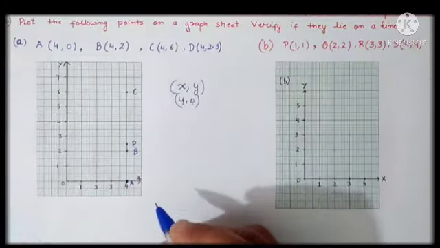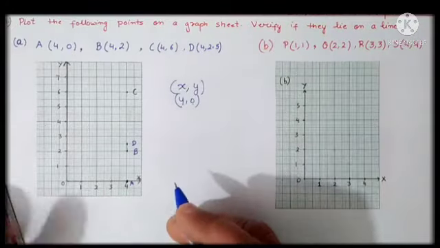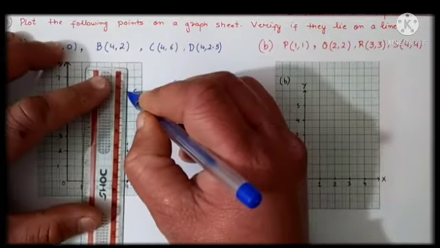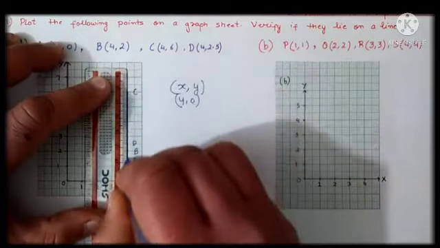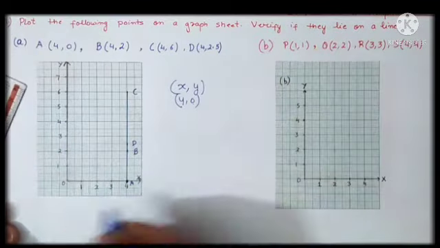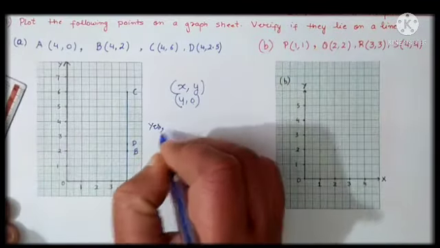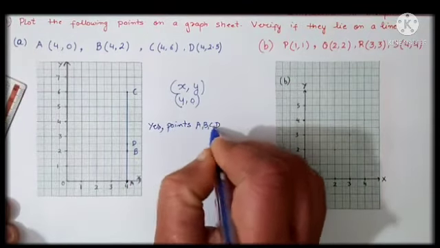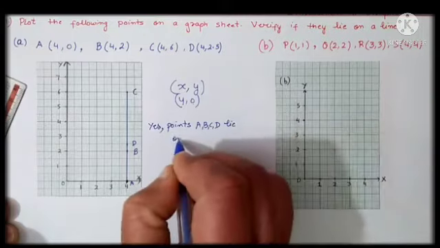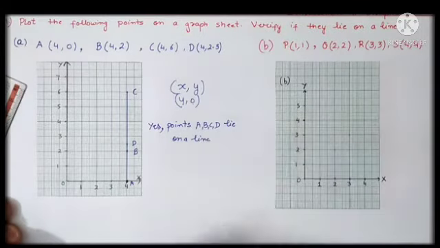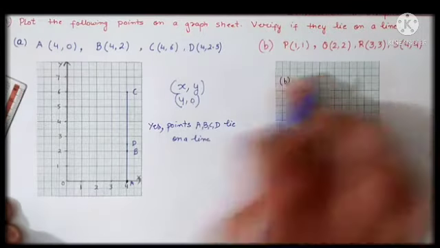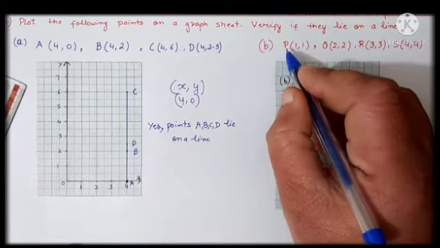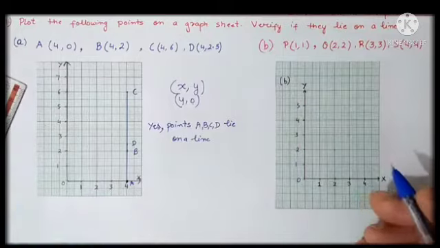Now we will draw a line joining these points. And you can easily see after joining that these 4 points lie on a straight line. So you can write that yes, points A, B, C, D lie on a line. Now move to B part. As we have proceeded in A part, similarly we will proceed in B part.